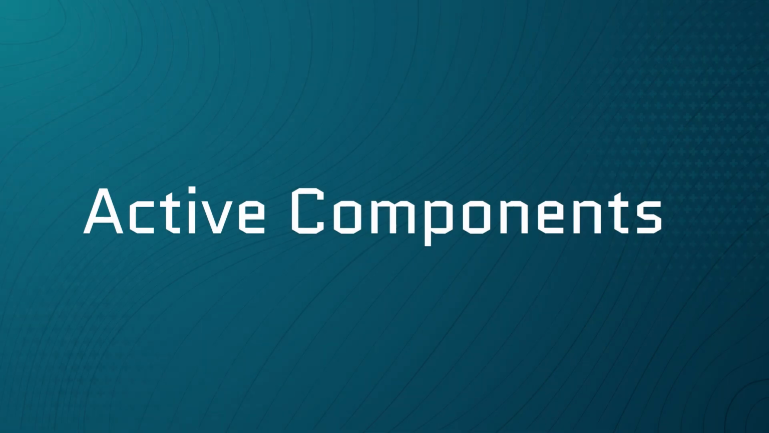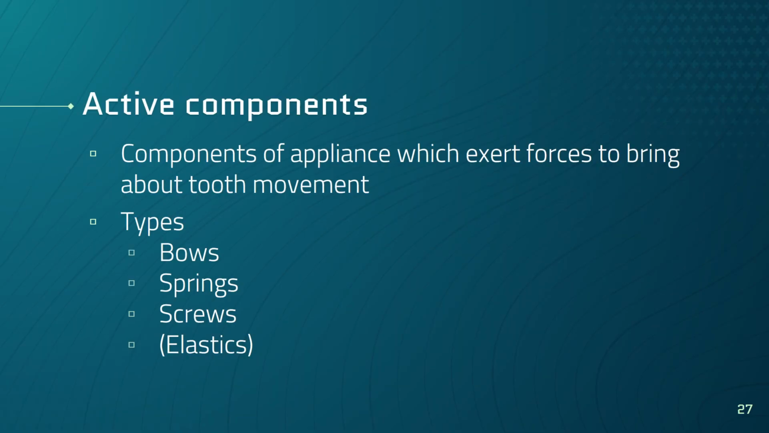Okay, now let's have a look at the next group of components, which is the active components. Now, active components are components which exert forces to bring about tooth movement. There are three main types of active components, which are the bows, springs, and screws, and a minor role for elastics in removable appliances.